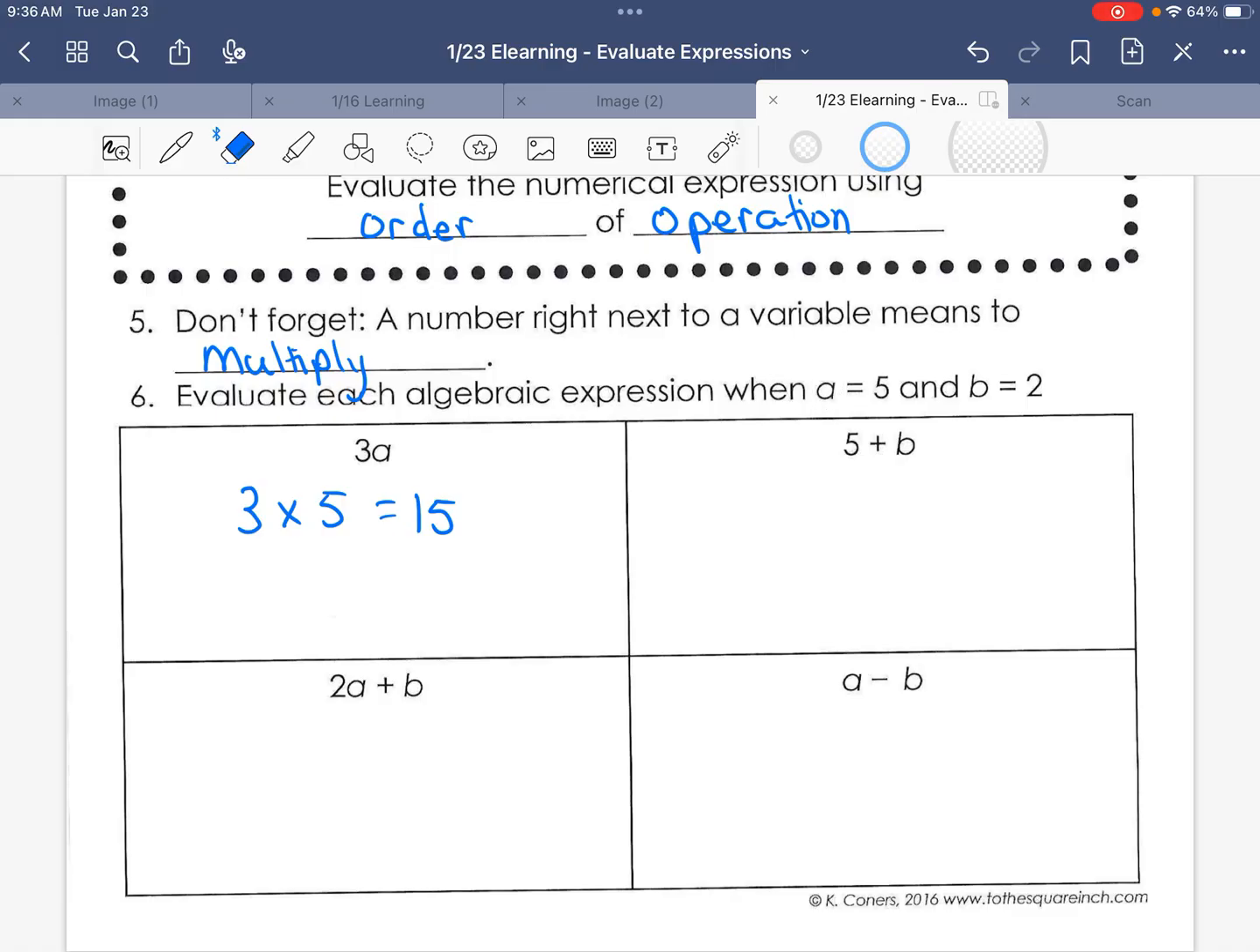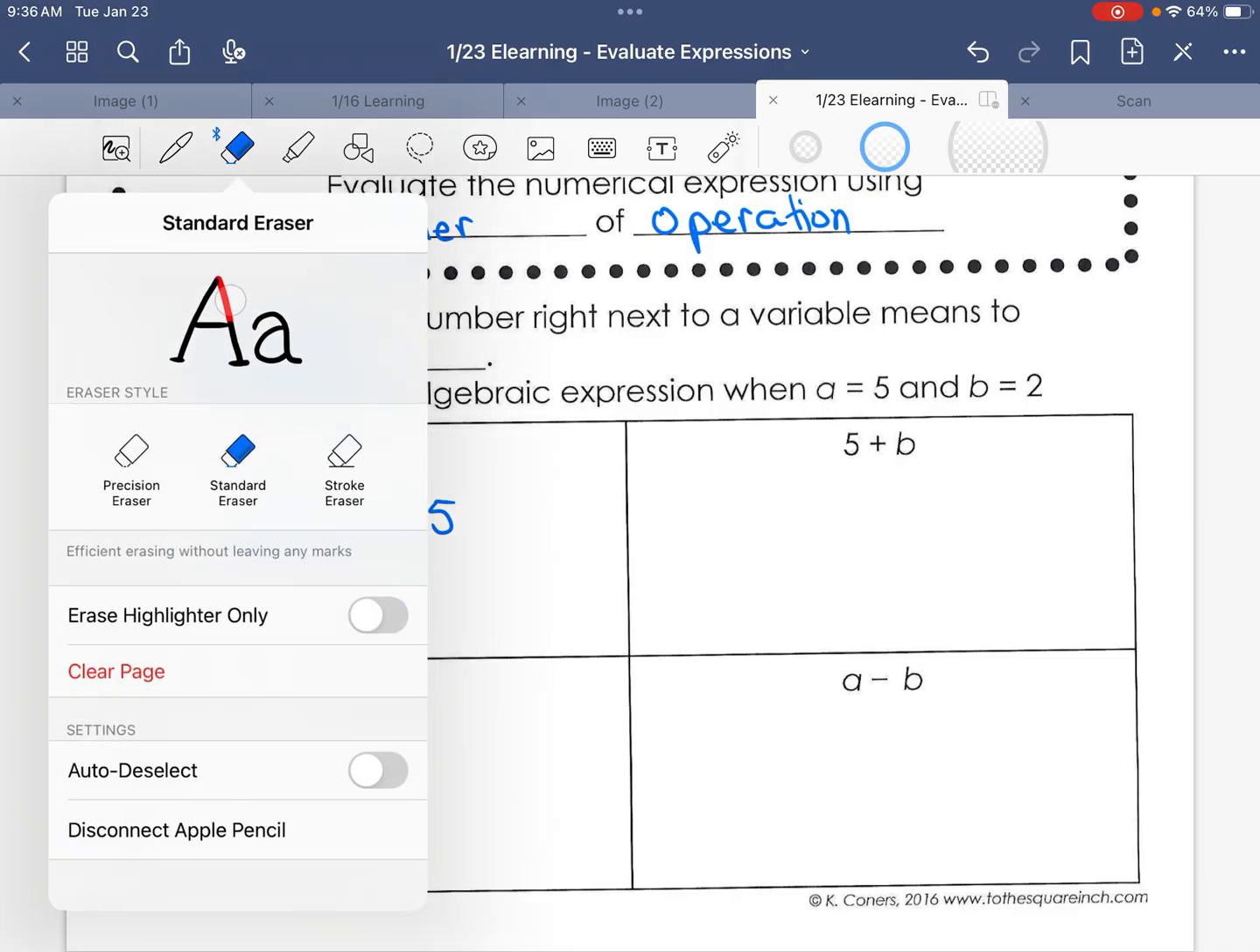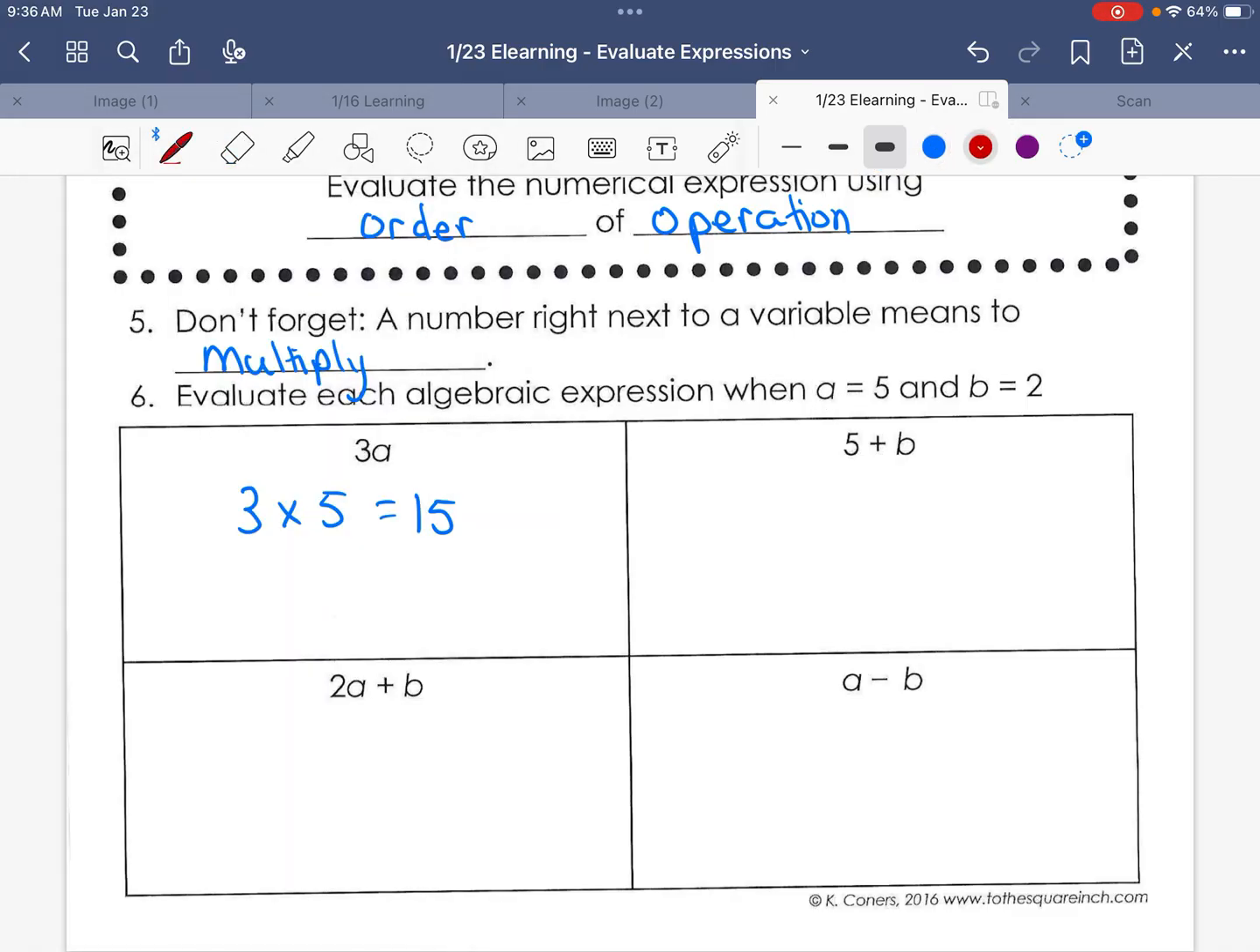All right, let's take a look at our next one. We are going to say 5 plus b. Well, b up here was equal to 2. So we're going to put our 2 in there for b, and we're going to go 5 plus 2, and that is going to equal 7. All right, hopefully that's making sense. If not, make sure you send me an email or watch some of the other videos I attached to the assignment. Let's take a look at 2 more.